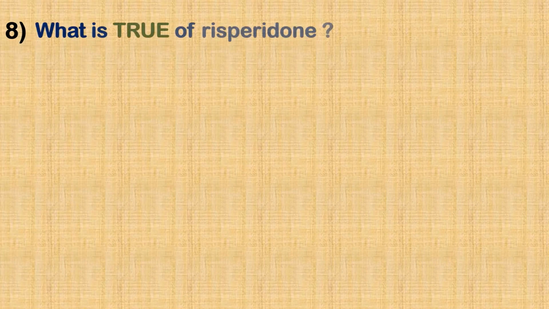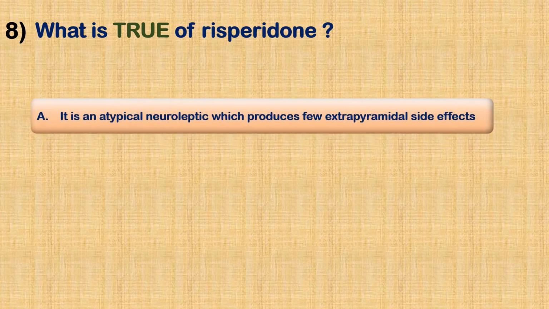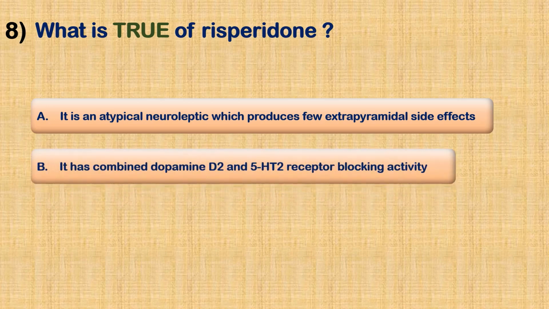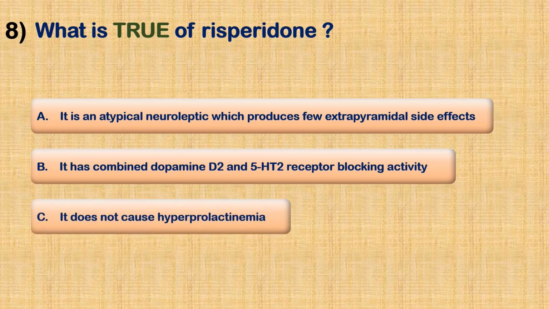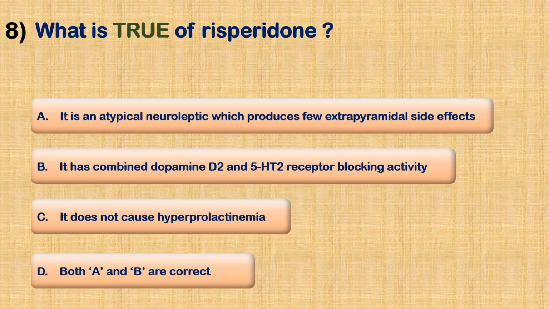Moving on to question 8. What is true of risperidone? Options are: option A, it is an atypical neuroleptic which produces few extrapyramidal side effects. Option B, it has combined dopamine D2 and 5-HT2 receptor blocking activity. Option C, it does not cause hyperprolactinemia. And option D, both A and B are correct.